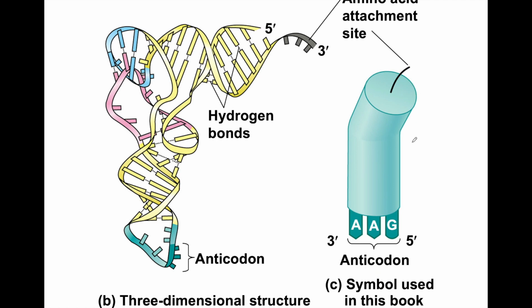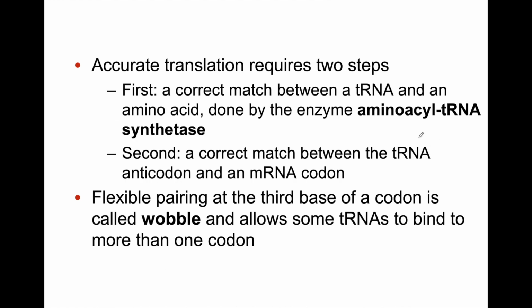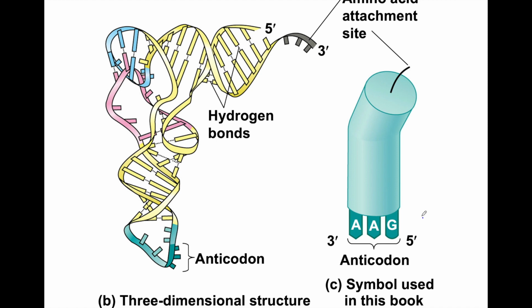There's an enzyme that will put the correct amino acid on the correct tRNA, and that's called aminoacyl-tRNA synthetase. So that is the enzyme that puts the correct amino acid on the correct tRNA. What this means is you have multiple different tRNA molecules because you have different amino acids. Remember, you have 20 different amino acids and 64 different codons that code for those 20 amino acids. So you need different tRNAs, with different anticodons, that match up with the different amino acids.